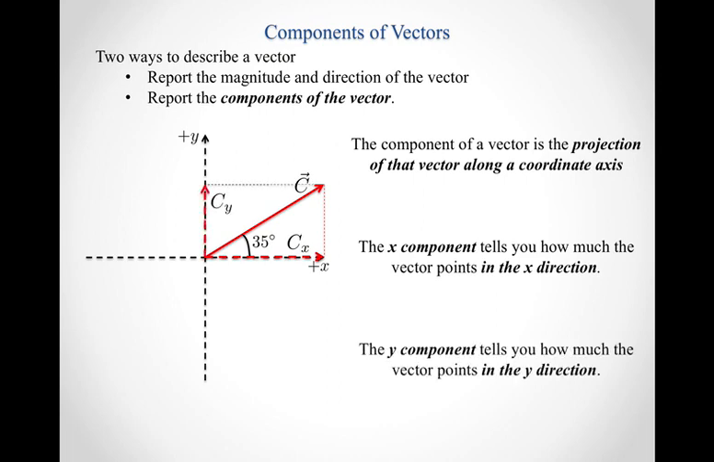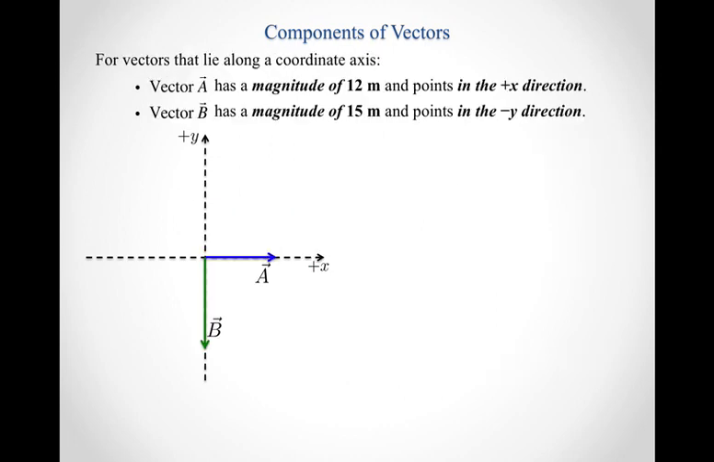The y component tells us how much the vector points in the y direction. So again, given our choice of coordinate system, the y direction is telling you about stuff going up and down. And so the y component is going to tell you how much your vector points either up or down. The easiest vectors to start with in terms of breaking up into their components are vectors that lie along a coordinate axis. So here vector A lies along the x-axis, vector B lies along the y.